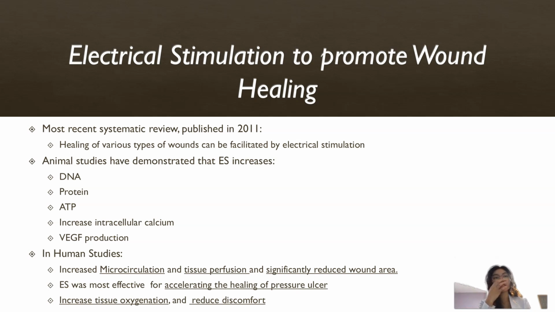Okay, in human studies naman, there is increased microcirculation and tissue perfusion and significantly reduced wound area. ES was most effective for accelerating the healing of pressure ulcer and increased tissue oxygenation and reduce discomfort. Yan. So, effective pala ang inyong ES to promote wound healing.